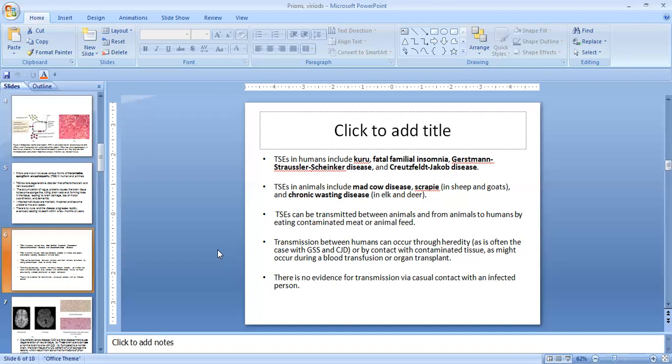And TSEs can be transmitted between animals and from animals to humans by eating contaminated meat or animal feed. So it is transmittable. Like other infectious diseases, this disease is also transmittable from animals to humans. And there is no evidence for transmission via casual contact with an infected person.